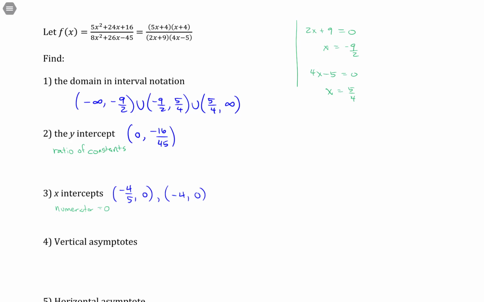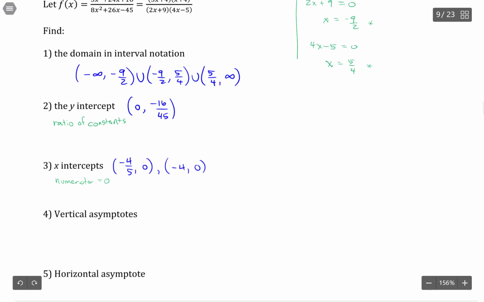Vertical asymptotes, those occur wherever the denominator is 0, which we've already determined over here. So we have the equations of the vertical asymptotes already. It is x equals negative 9 halves and x equals 5 fourths. Now these are actually vertical lines, and so we leave them as equations and don't write them as points. So as written is perfect.